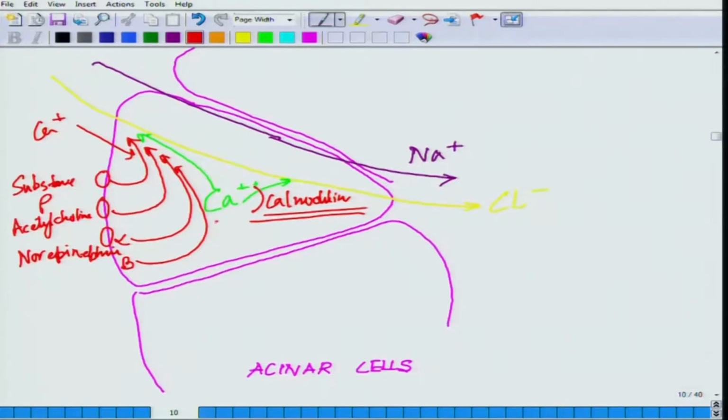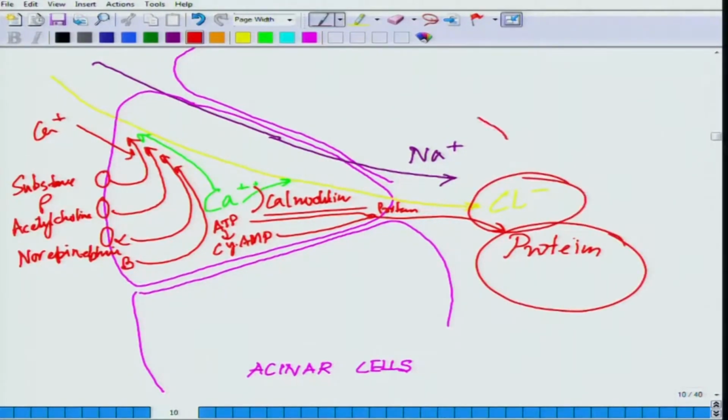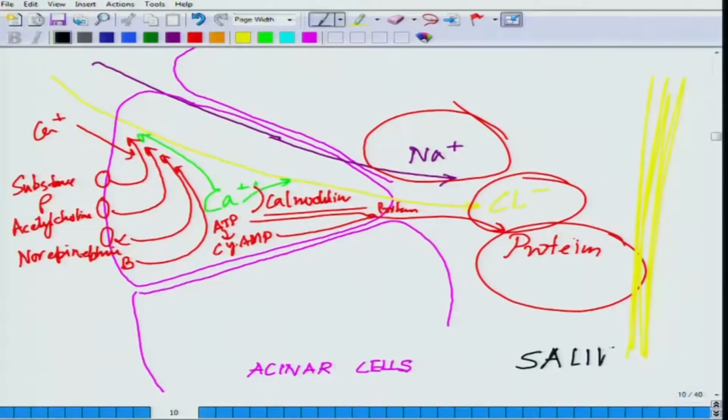In the presence of cyclic AMP, so from ATP, I have talked about this cyclic AMP with you guys. The cyclic AMP along with calcium leads to the secretion of certain proteins. So, these proteins are also entering here. So, now you have proteins which are entering here, then you have the chloride which is entering here, you have the calcium which is entering here, and all these eventually form that whole saliva which is formed out here. This is what makes your saliva.